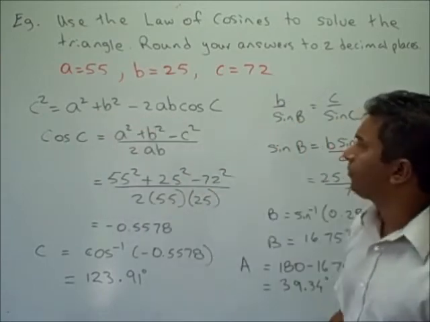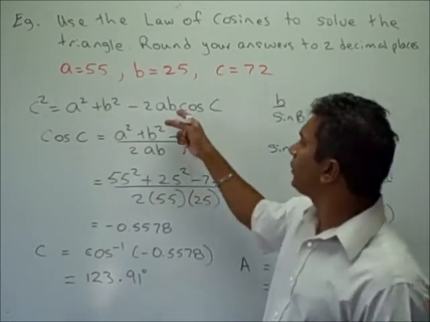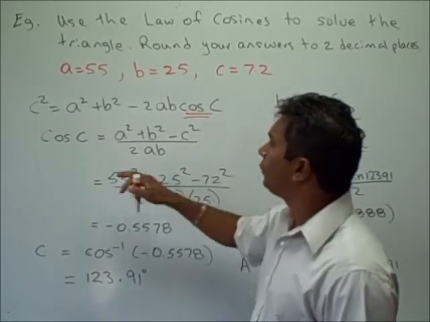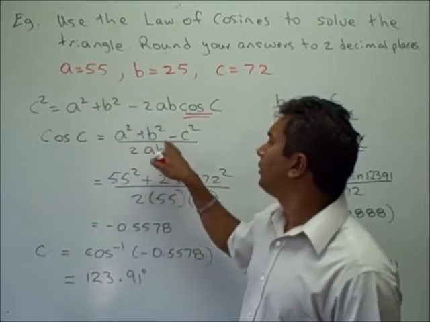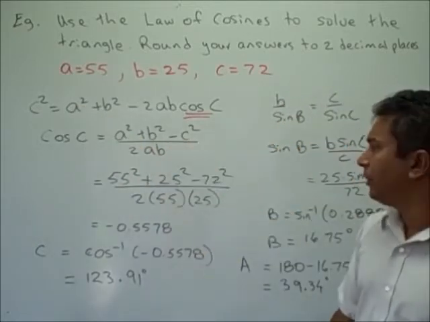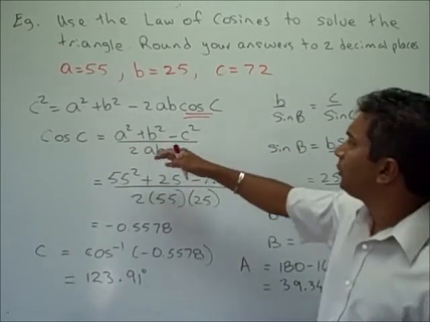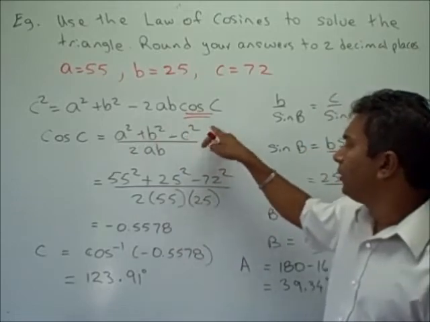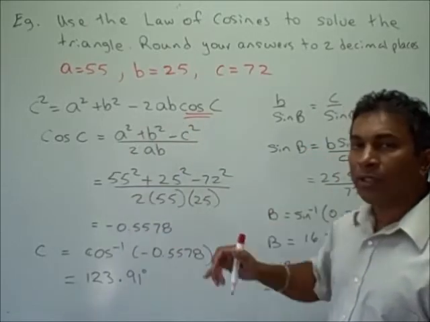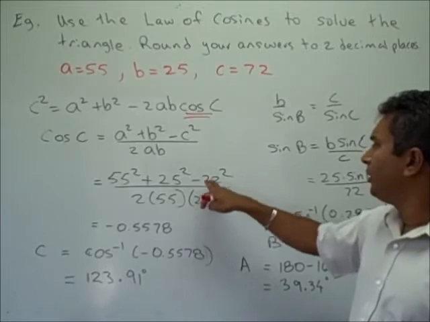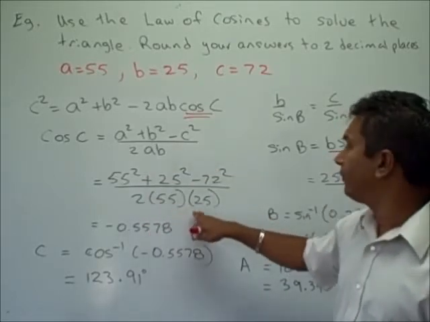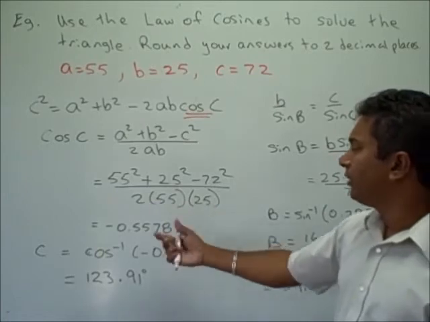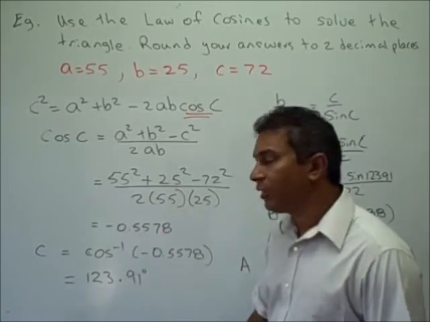cosine C. Now if we solve this equation for cosine C, we have cosine C is equal to A squared plus B squared minus C squared all over 2AB. Now substituting for A, B, and C, we get 55 squared plus 25 squared minus 72 squared all over 2 times A, which is 55, times B, which is 25. And this simplifies to give us negative 0.5578.